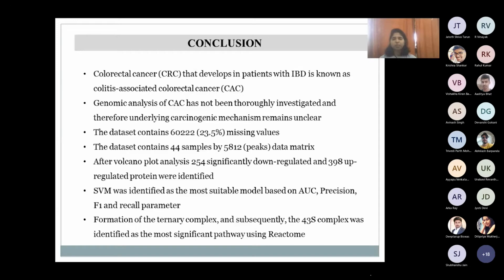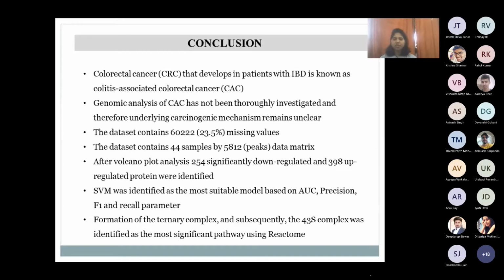The dataset that we uploaded in MetaboAnalyst showed, after processing, that there were 60,222 missing values, that is 23.5% of the total data. The dataset that was uploaded contained 44 samples, and a 44 samples by 5,812 fixed data matrix was obtained. After volcano plot analysis, we observed 254 significantly downregulated and 398 upregulated proteins.